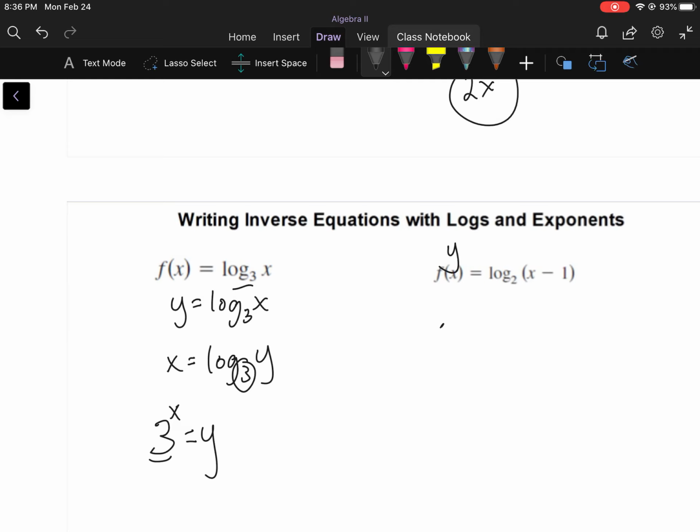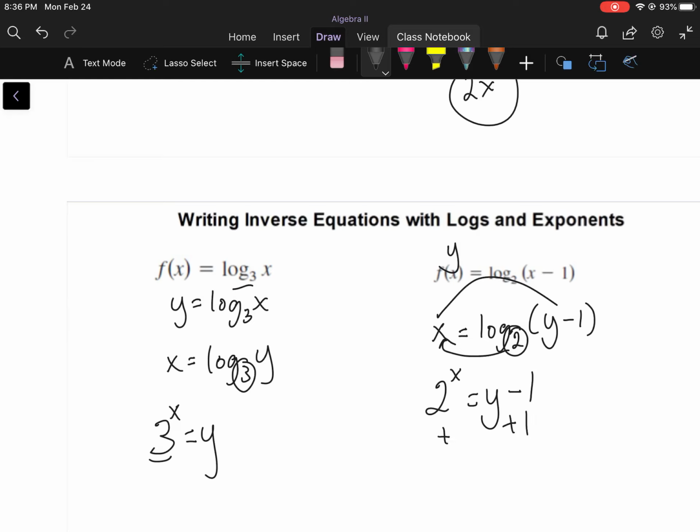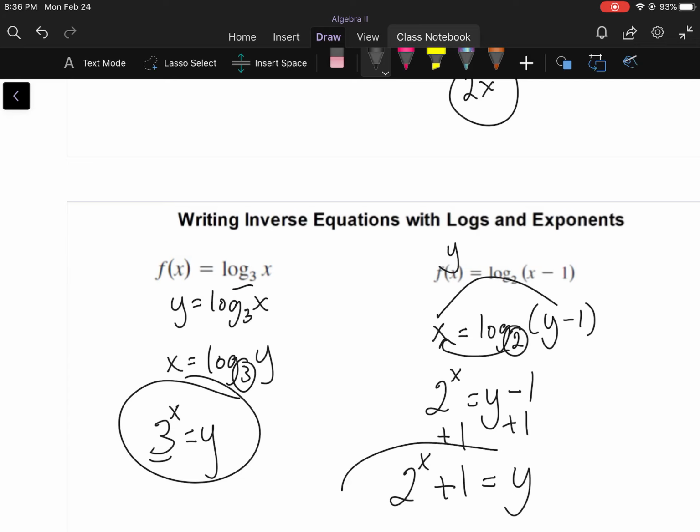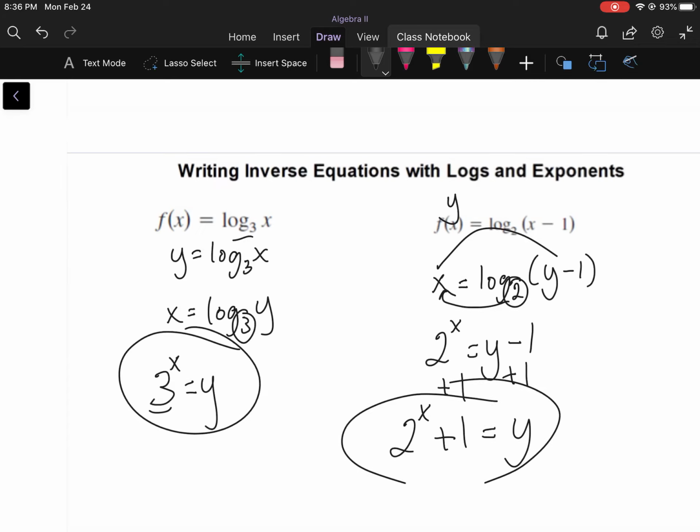Okay, so again, Freaky Friday, x equals log base 2 of y minus 1. But in order to break that out of the log, I'm going to have to write this as exponential. So there's my base. 2 to the x power equals y minus 1. Add 1. And I got 2 to the x plus 1 equals y. So exponential is the inverse of log.